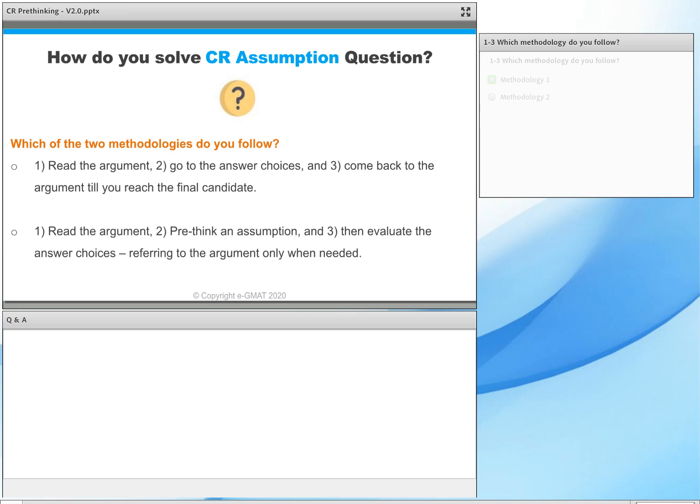All right, so how do you go about solving assumption questions today? There are two methodologies that exist today. One is people read the argument, look at the answer choices, and go back and forth between the argument and the answer choices until they reach the final candidate. The second is they read the argument, pause, pre-think an assumption, and then evaluate the answer choices. They may not go back to the argument at all, but if they need to, they might go back to certain portions of it. So which methodology do you use while solving assumption questions today: methodology 1 or methodology 2?